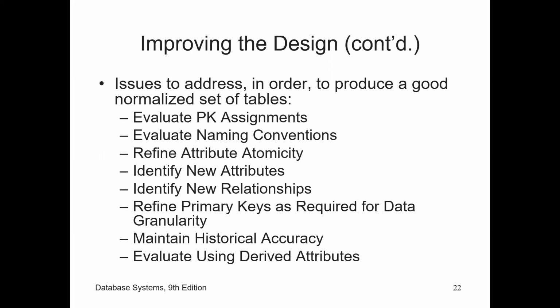Issues to address in order to produce a good normalized set of tables. The list is provided in the slide. First of all, evaluate primary key assignments. Then evaluate naming conventions. After that, refine attribute atomicity, identify new attributes, identify new relationships, refine primary keys as required for data granularity, maintain historical accuracy, and evaluate using derived attributes.